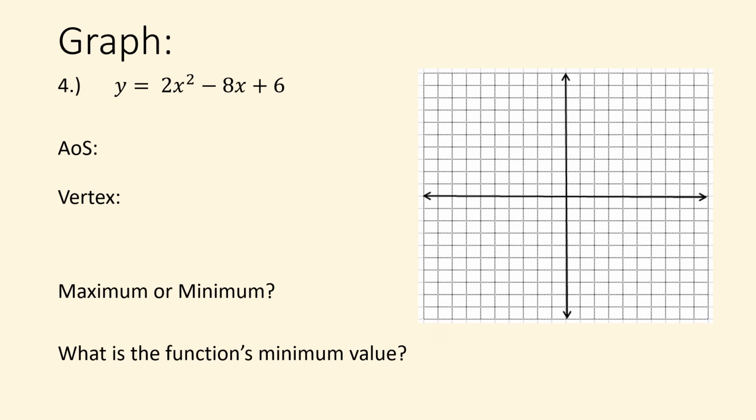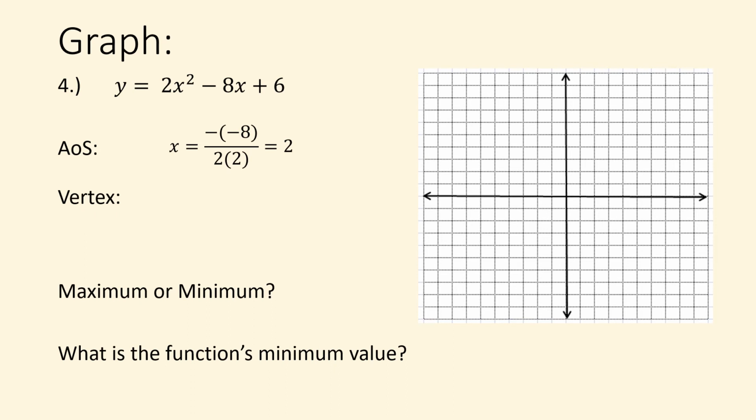This problem doesn't have anything new in it, so if you want to pause the video and try this one on your own, go ahead and do it now. Axis of symmetry, x equals the opposite of b over 2a. So we have negative 8 over 2 times 2, and we get 2 for our axis of symmetry.